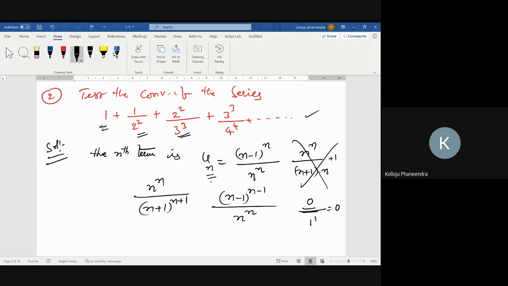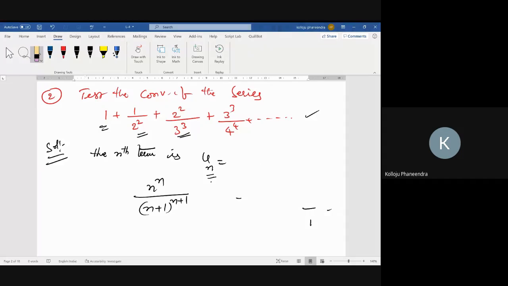Property is there, right? Yes, sir. I can remove some finite number of terms, or I can add some finite number of terms to the series, right? There is a property. So using that property, I can write.